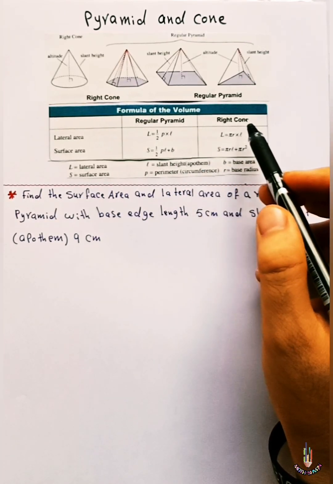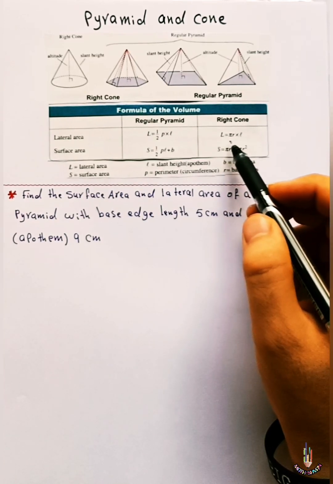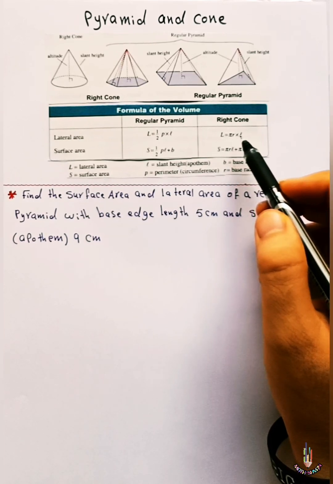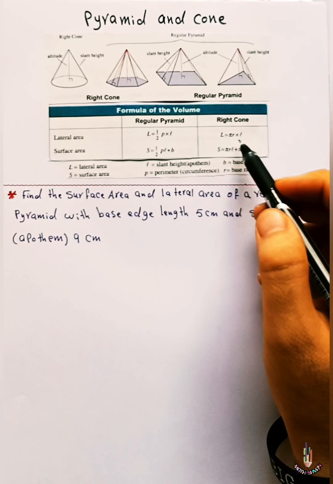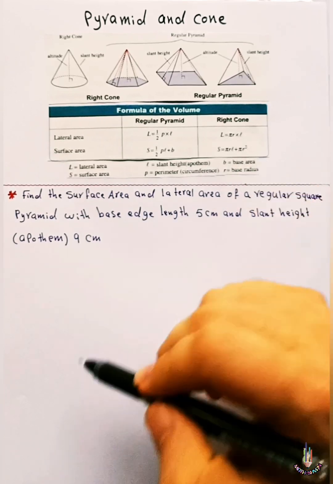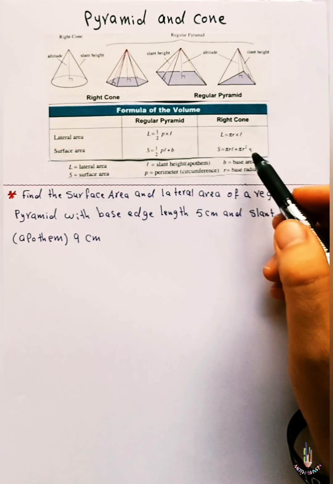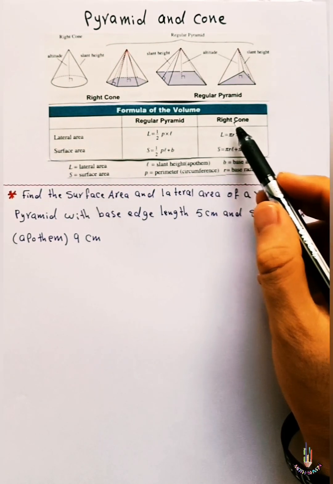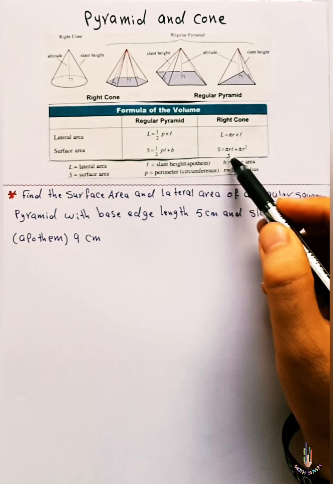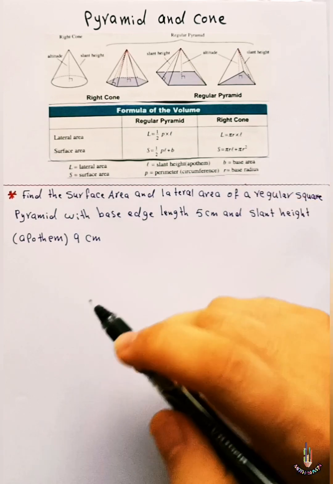After that, the lateral area for a right cone is L equal to pi multiplied by R. R is radius, or the radius of the base, and then multiply by L. L is slant height, apothem. And then for surface area for the right cone you have to follow this rule. The surface area is equal to pi R L plus pi R square.